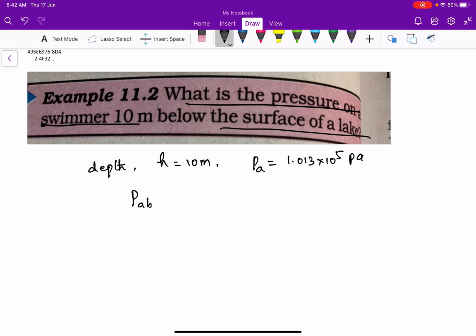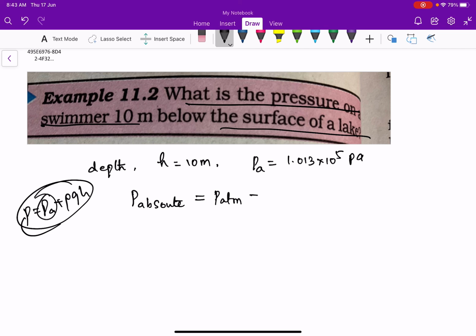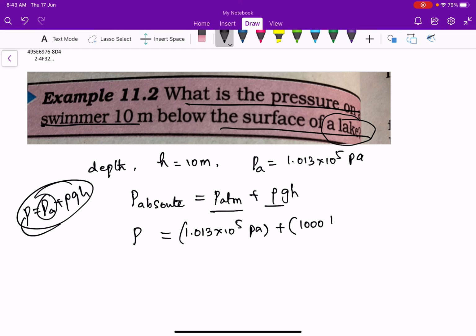So the absolute pressure on the swimmer 10 meters below the surface of the lake, we know P is equal to PA plus rho GH. Here P is the absolute pressure and PA is the atmospheric pressure. So the absolute pressure at 10 meters below the surface of the lake equals atmospheric pressure, 1.013 into 10 to the power of 5 pascals, plus rho, the density. What is the fluid here? The fluid in the lake is water. Water density is 1000 kg per meter cube, into g, which is 9.8 meter per second square, into H. H is how much? It has been given, H is equal to 10 meters.